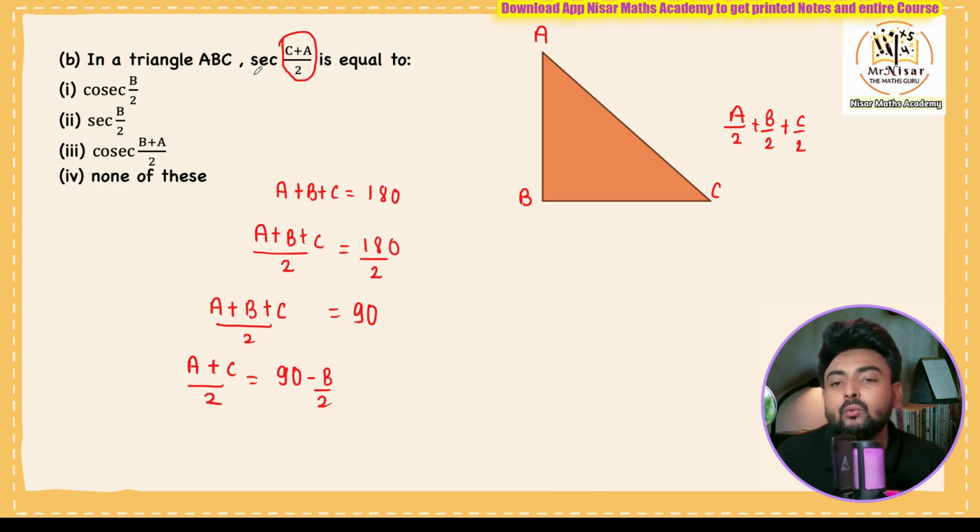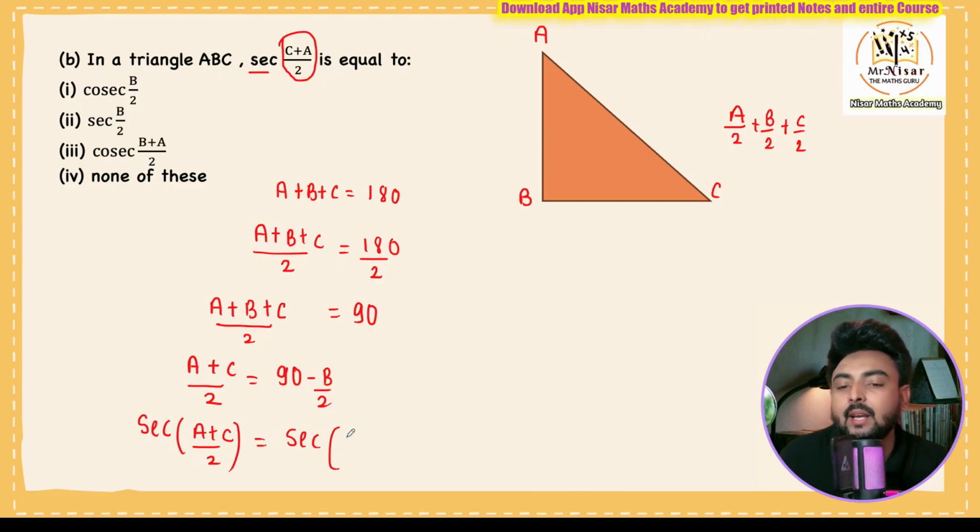Okay. Now I need to find the value of sec. So I'll take sec on both sides. So can I say that it is sec of (A plus C) by 2, and here also we have sec of 90 minus B by 2. Yeah. So now tell me, sec 90 minus theta is what? It's complementary of cosec. So sec 90 minus theta becomes cosec theta. And what is the value of theta here? Theta is B by 2. So cosec B by 2 is our answer. Do we have cosec B by 2 in the options? Yes, option number 1. I hope it is quite clear to you.